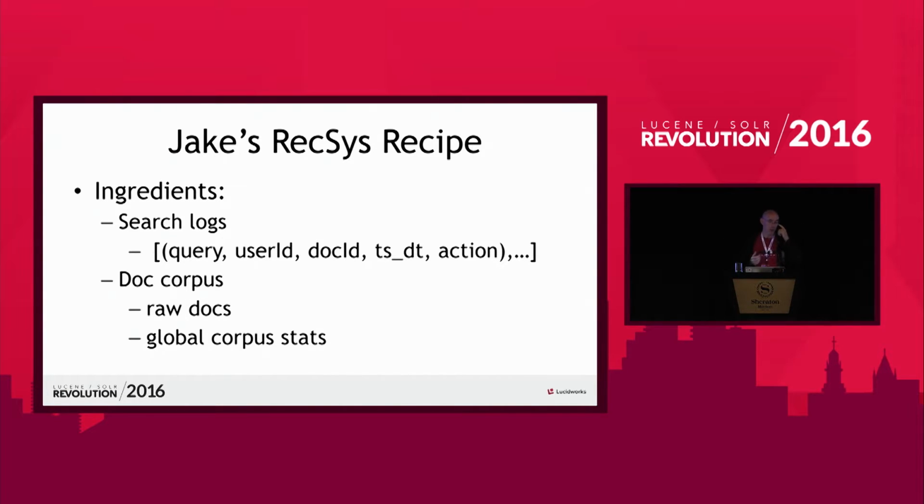Obviously, you also have your document corpus, your item collection. And that comes with all the raw stuff. And of course, you've got the global stats, so the kinds of things like IDF and the various stuff that comes along in a search corpus. So those are our ingredients, simple ingredients, just your corpus, your logs. You've already got that. You have a search system.